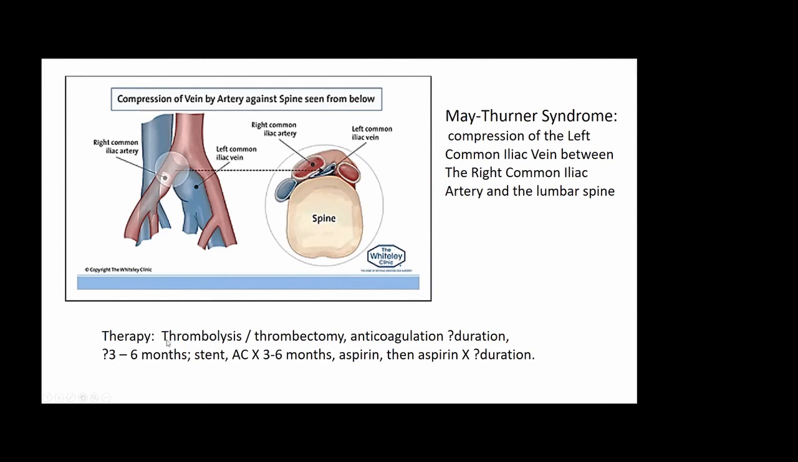And the treatment is not only anticoagulation, but almost always thrombolysis and/or thrombectomy. The duration of anticoagulation is a little uncertain, but maybe less uncertain when a stent is placed, which is pretty standard care now. Then anticoagulation for 3 to 6 months with the stent, and following anticoagulation, aspirin, usually 6 to 12 months, but that's also not based on much evidence.